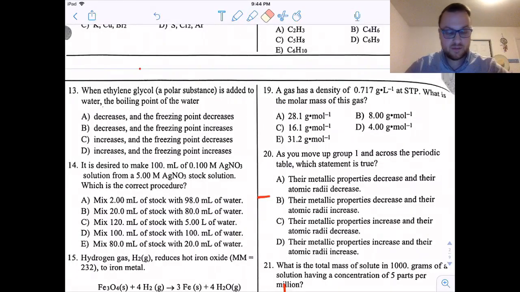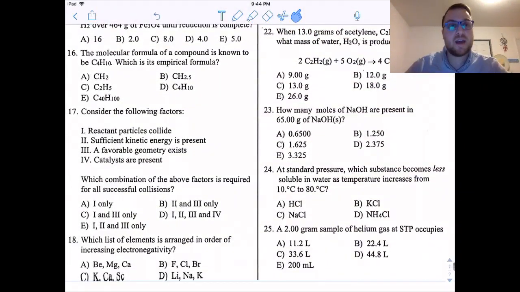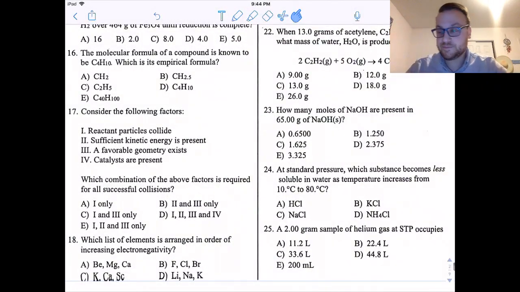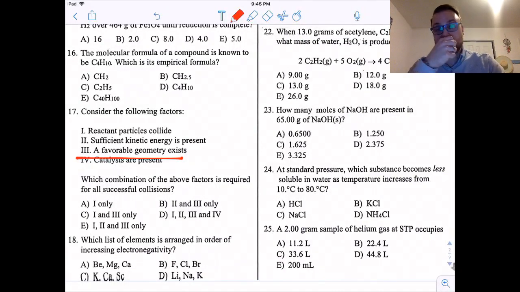17. Successful collisions. So this question's basically saying, how does a reaction occur? You don't need a catalyst. It's nice. You have a bunch of catalysts in your body because you have a bunch of enzymes. And if you didn't have enzymes, you would be super dead because your reactions would take forever. So catalysts are good. They lower the activation energy and speed things up, which is nice, but ultimately not needed. So D is gone.